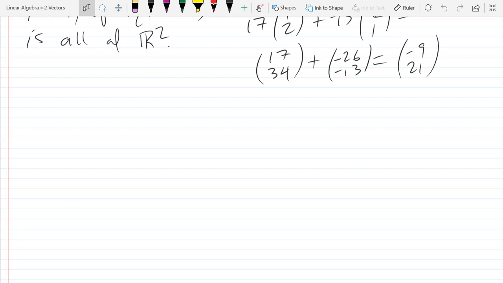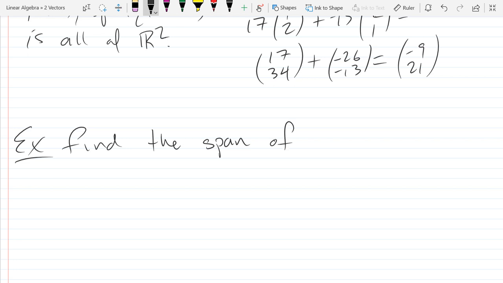Next example, we're going to look at what is the span of these two vectors. So find the span. Well, we have notation for all this, so if you find the span of the vectors 1, 0, 3. Actually, let's do a trivial example first, and then we'll do a non-trivial example.